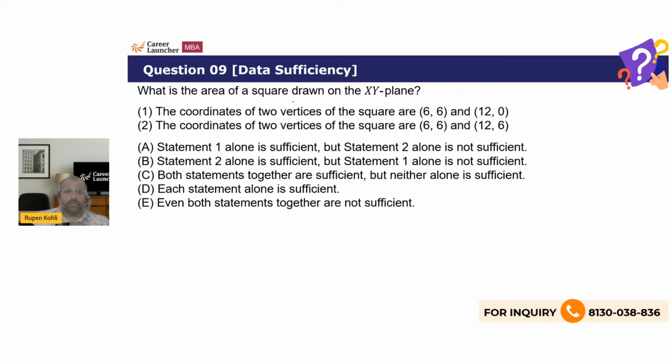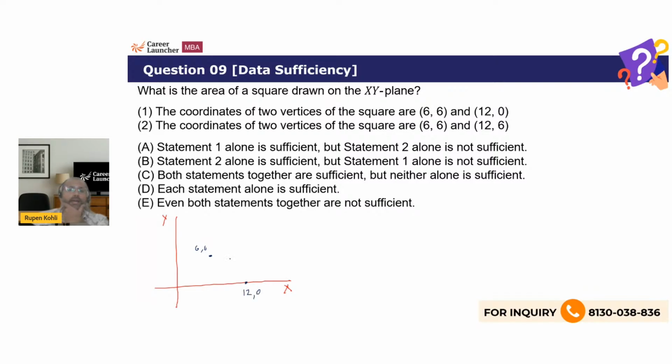What is the area of a square drawn on the xy plane? Right. Okay. So obviously we should draw the xy plane and analyze the given conditions. So on the xy plane, statement one is giving us the coordinates of two of the vertices: 6, 6 and 12, 0. So let's say this is 6, 6 around here, and let's say this is 12, 0. Is this sufficient? I don't think so.